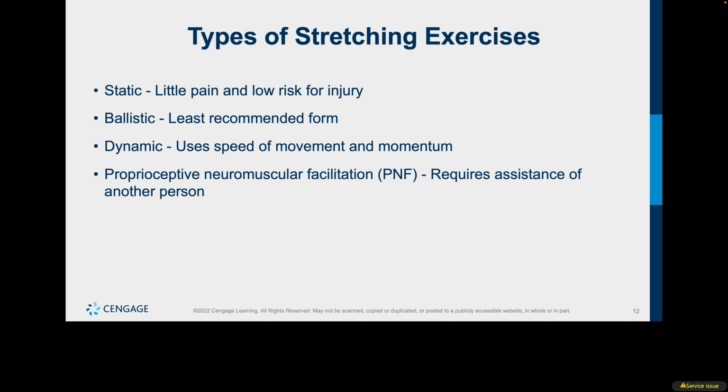Then we have ballistic stretches. These are least recommended because they're explosive and may lead to sudden injuries because of their explosive nature. There's dynamic stretches that use speed of movement and momentum. And then we have proprioceptive neuromuscular facilitation, or PNF, stretching, which requires the assistance of another person. Sometimes you have seen professional sports and you see athletes receiving stretching from a trainer. That is an example of PNF in action.